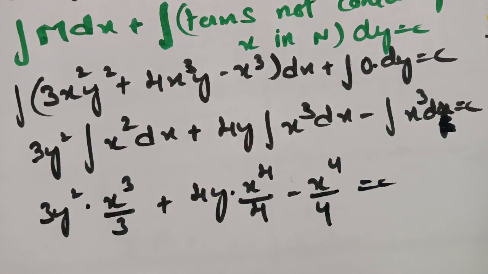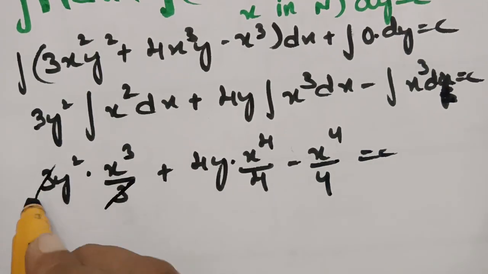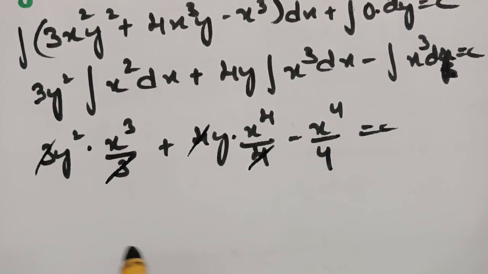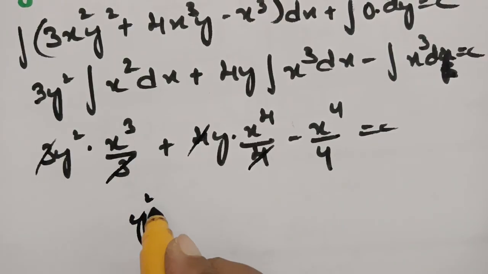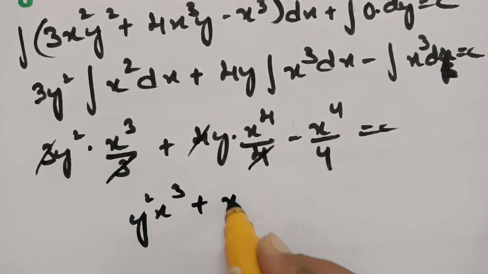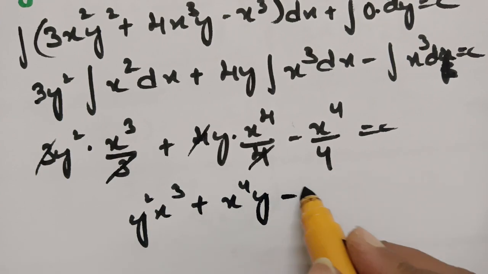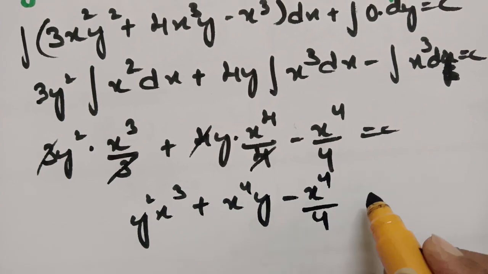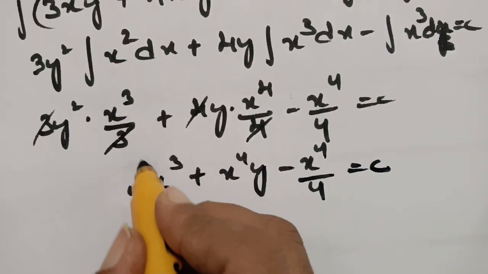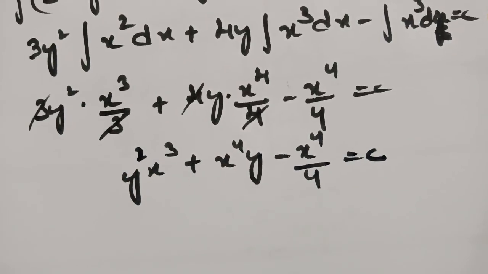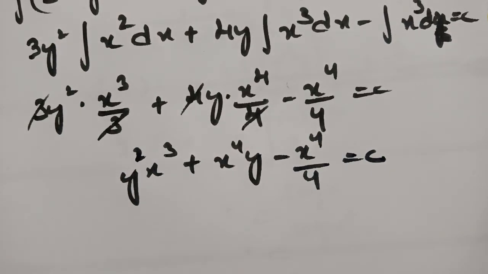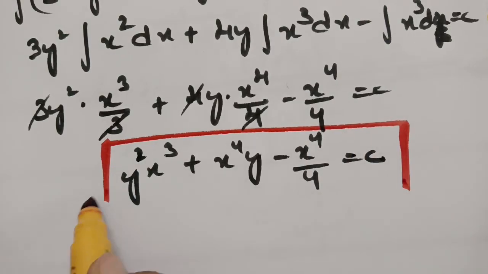So now I can cancel these two. I can cancel this and see this value is nothing but y square x cube plus x power 4 y minus x power 4 by 4, which is equal to c. This is our solution. So as this is the final solution here, this is how we have to solve.